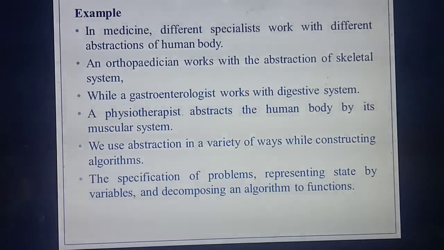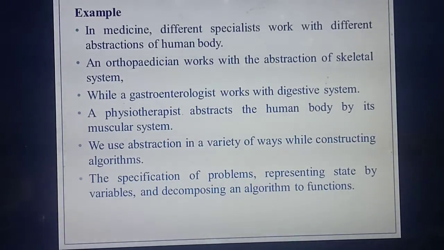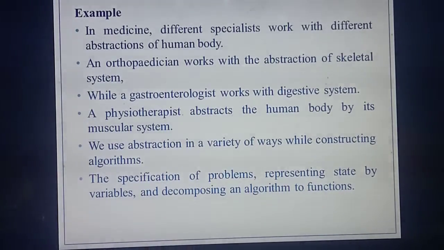So for this doctor specialist, based on your disease, you need to choose which doctor. For example, an orthopedician always looks after what? The skeletal system. The gastroenterologist always looks after what? The digestive system. The physio doctor always looks after what? Physio, that is the muscular system.